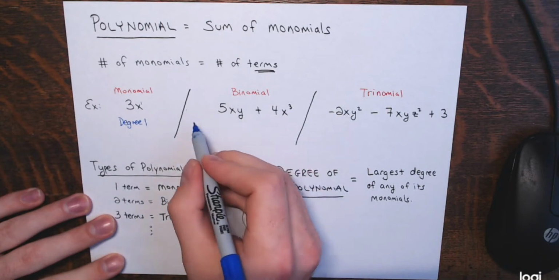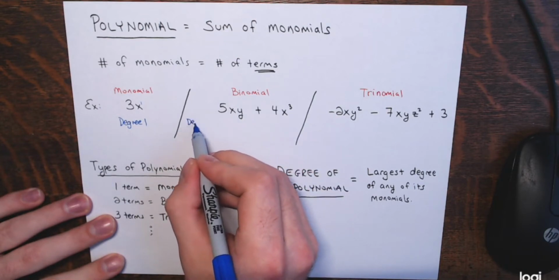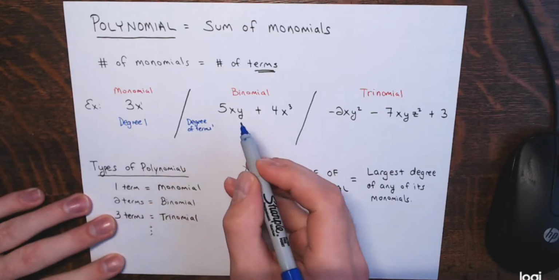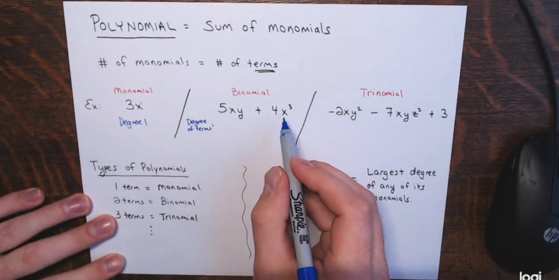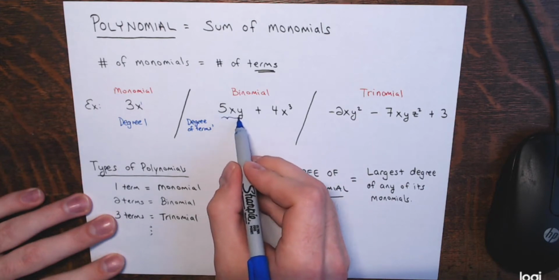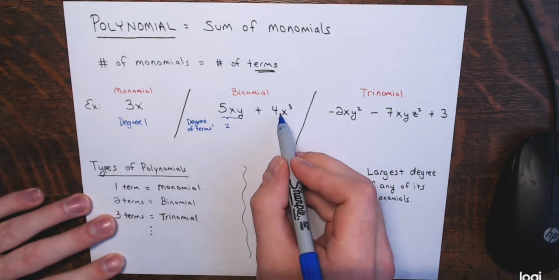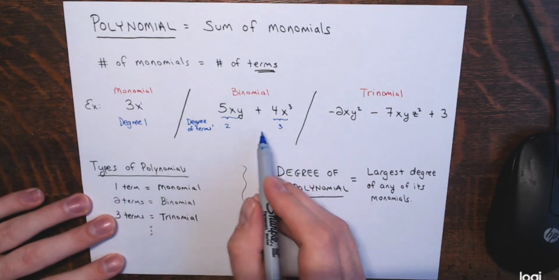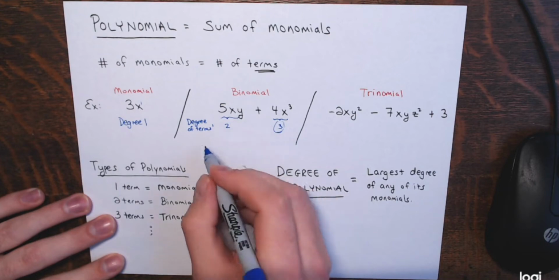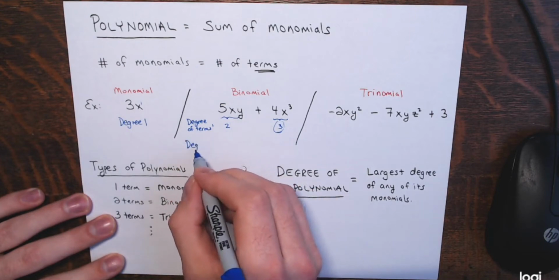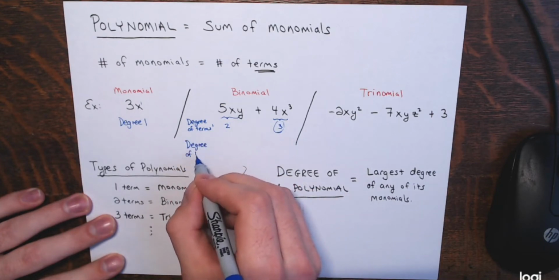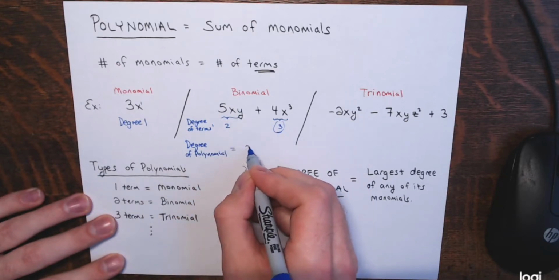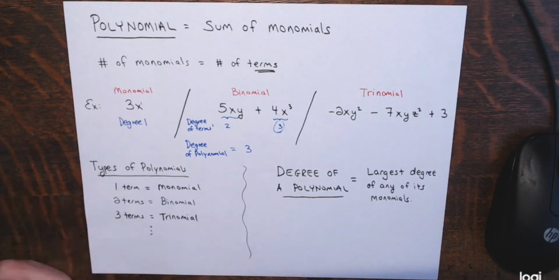Now, if you look at the degree of the terms for this next one, the binomial, 5xy has a degree 2, 4x cubed has degree 3, and the larger of these two is 3. Right? So the degree of the polynomial, the degree of the whole thing, they would say was 3. Right? The larger of the degrees of any of the terms.